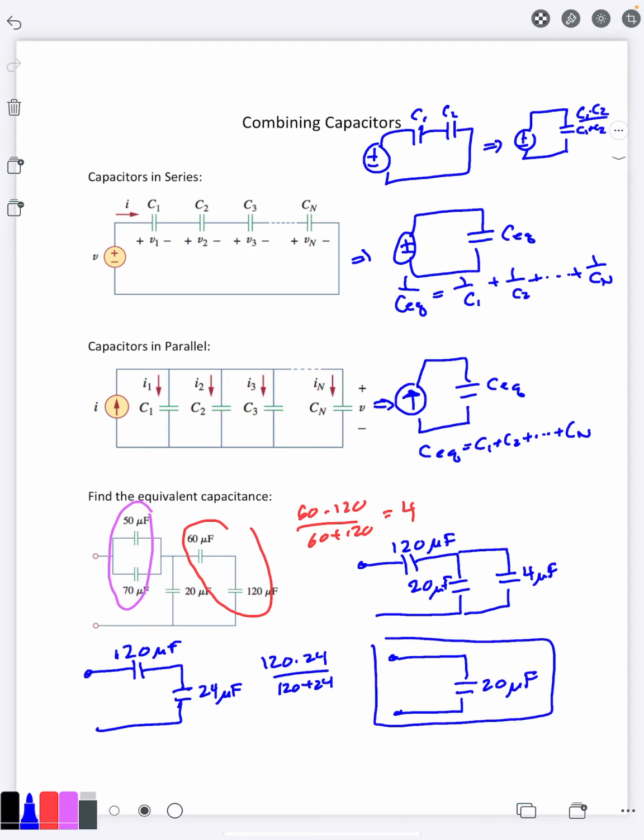So combining capacitors is really no more challenging than combining resistors. It's just the rules are flipped here. The only thing you don't get to use is the Y delta formulas, but we can still go ahead and use these two rules here to simplify pretty much any capacitor network we need to deal with.